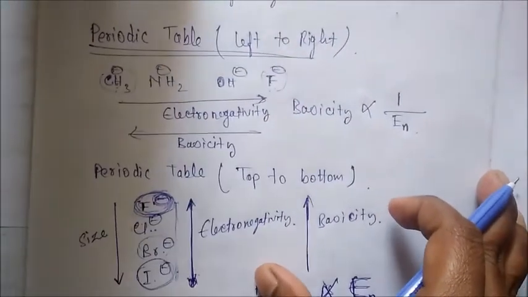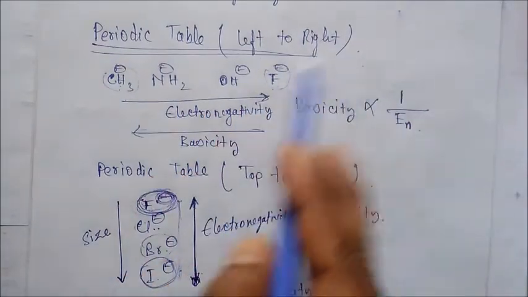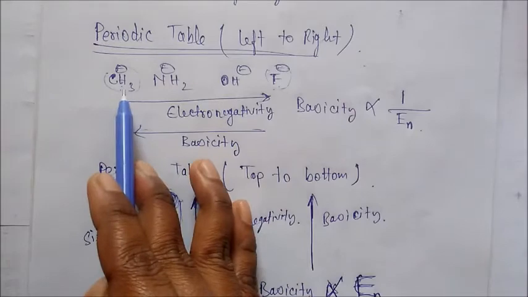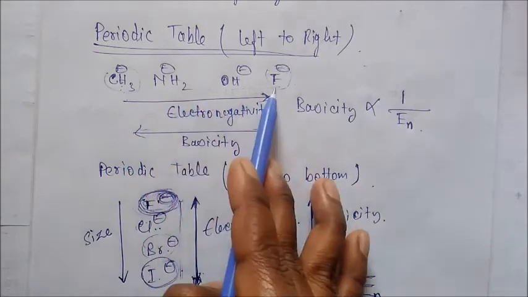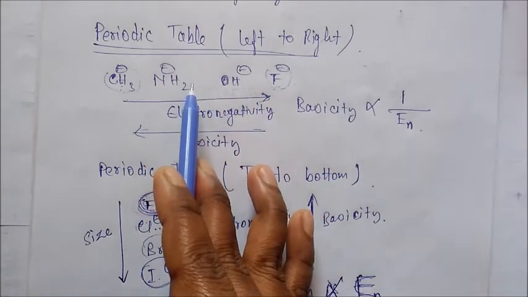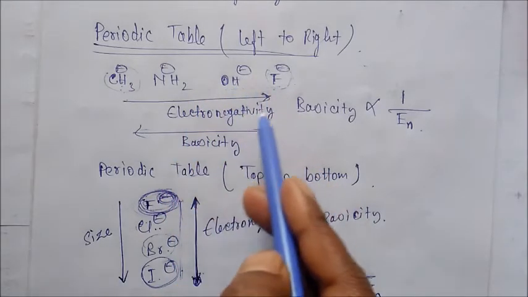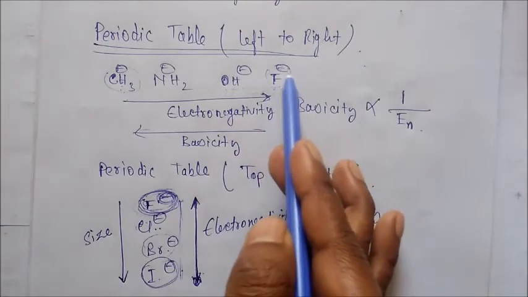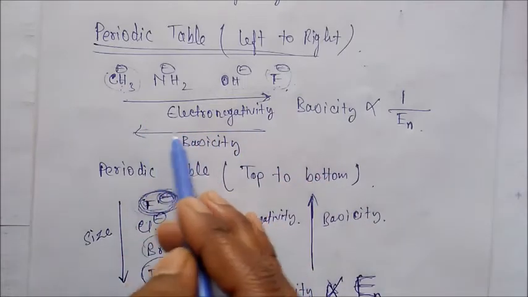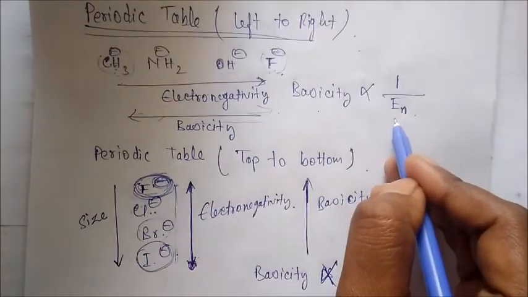Okay, so let me repeat it again. In the periodic table, you can see that electronegativity is increasing from left to right. Why is electronegativity increasing? They have the same shell number, but the proton number is increasing, so the tendency of attracting the negatively charged electron increases. As electronegativity increases, there is a decreasing tendency of donating electrons. So basicity decreases in this order, and increases in this order. So basicity here is inversely proportional to electronegativity.